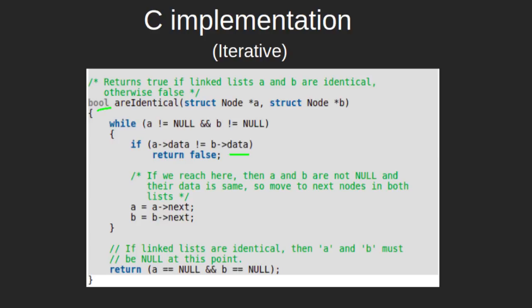Else, if both A and B are not null, then we move to the next nodes in both lists and compare the data of the next nodes. We continue traversal till both A and B are not null. Once either A or B or both become null, we stop the traversal. Finally, we return A equal to null and B equal to null. For the linked lists to be identical, A and B both must be null, meaning both pointers should reach the end of the linked list, else the linked lists will not be identical.